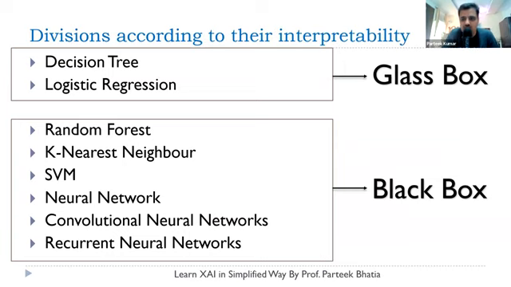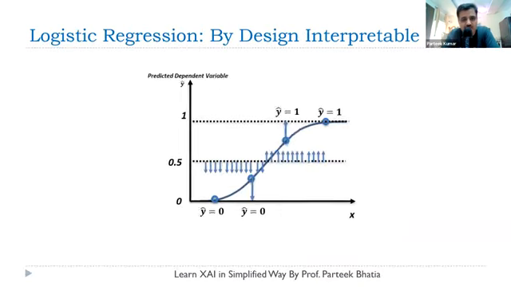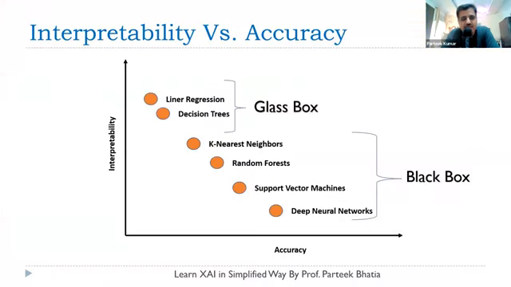So glass box models are called by design interpretable models, because decision tree is interpretable and logistic regression is also by default interpretable. But all these CNN, RNN, and SVM are not that interpretable because we have multiple attributes and it is not easy to generate explanations on that. Now, at this point, we are going to discuss another very important aspect of explainable AI, that is called interpretability versus accuracy.